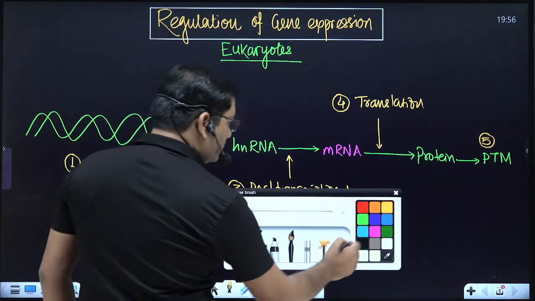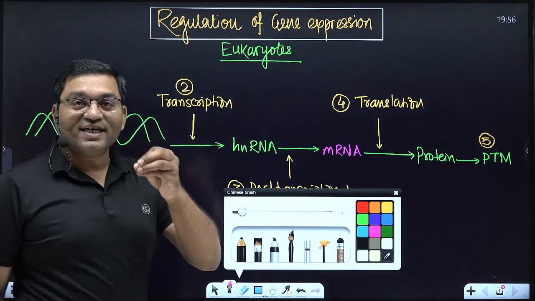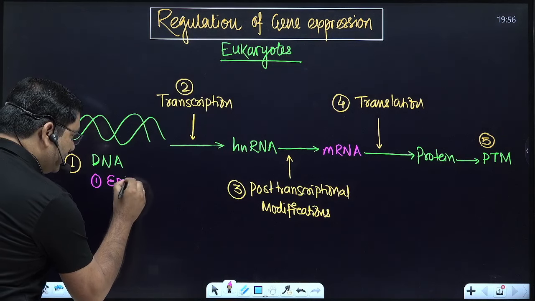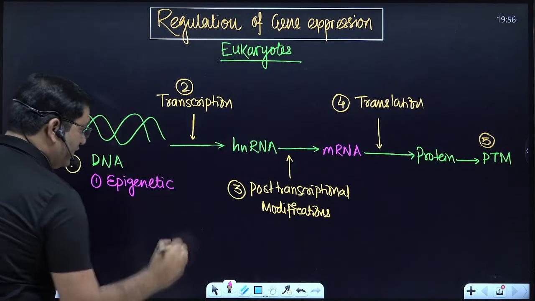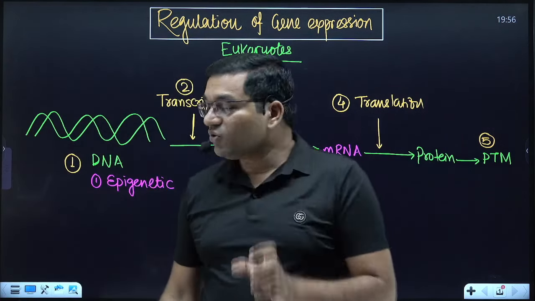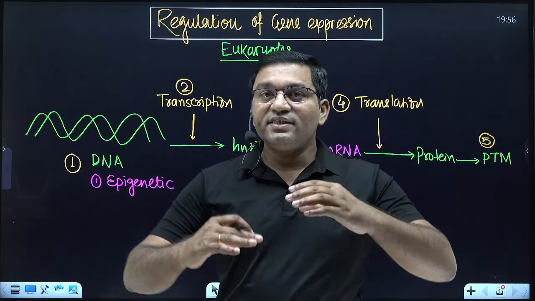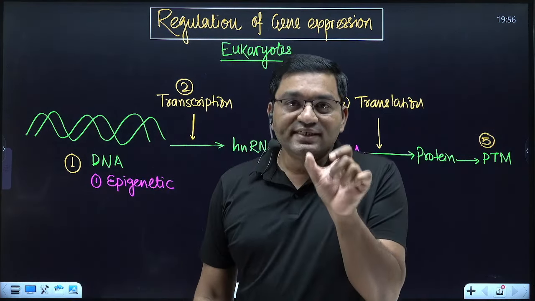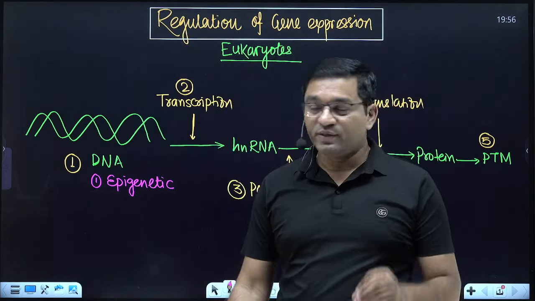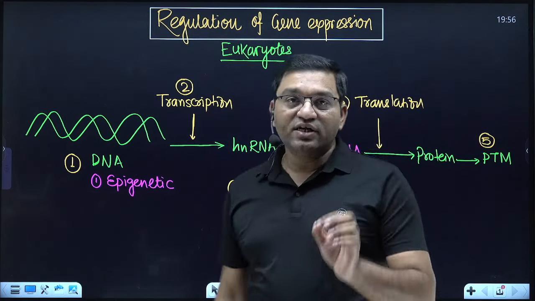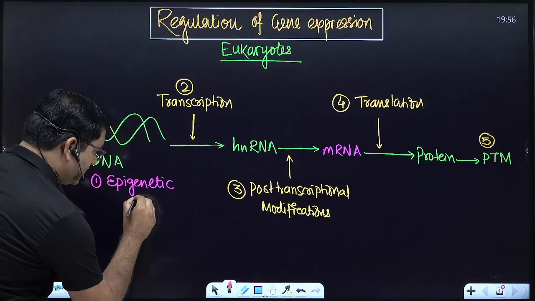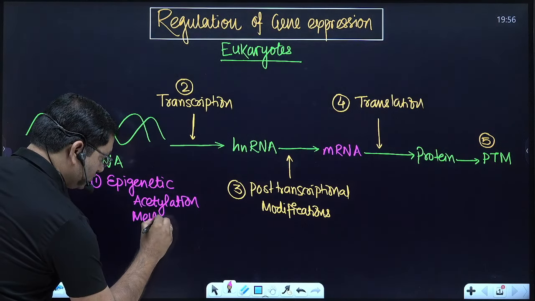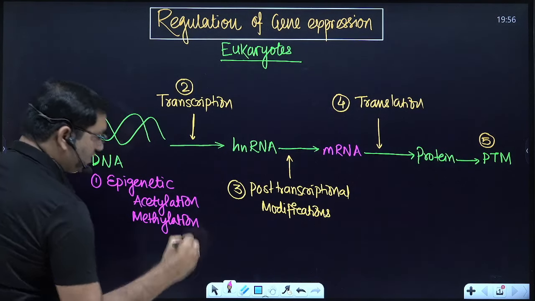Okay, so at the DNA level, how is gene expression regulated? The first and most important point at the DNA level is making the DNA available. That includes epigenetic modification. This is important. Epi means above, genetic means gene. Above the gene or above the DNA, means without altering the nucleotide sequences. The modifications occur in the genome without altering the nucleotide sequences. It is known as epigenetic modification, which particularly involves acetylation and methylation of histones.